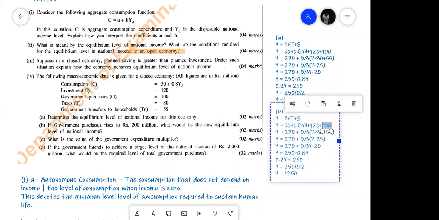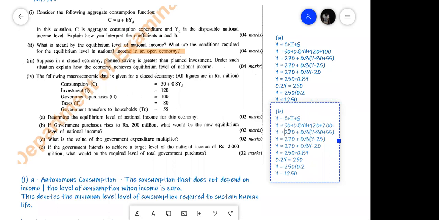Guys, always be very careful. When they say rises to 200, then G is 200. But if they say rises by 200, then how much should I put as G there? You need to put 300. Be very, very careful of how they have worded that. If government purchase rises to 200, then I put 200 as G. But if they say rises by 200, please make sure you add the previous one as well. Here they're saying just rises to 200.